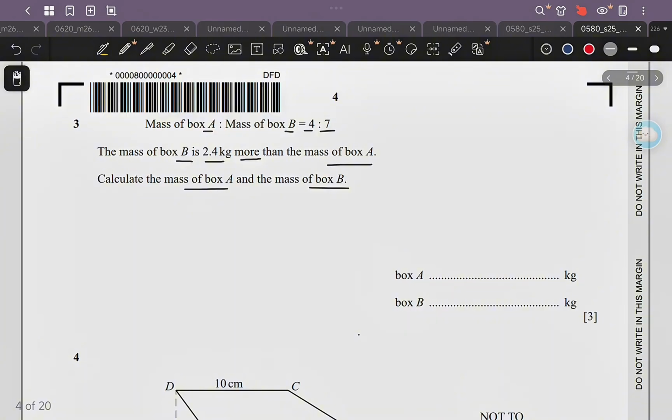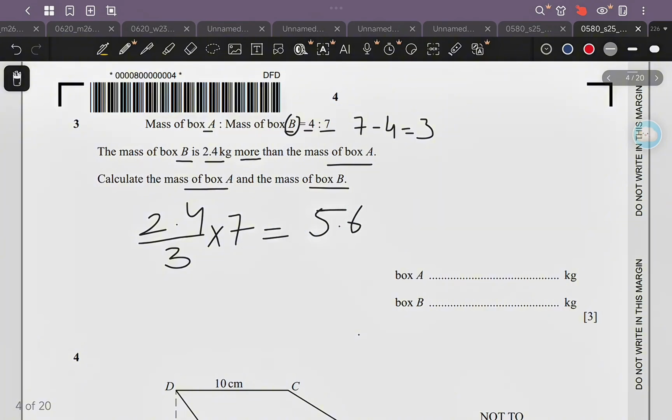Alright, so first of all we will subtract 4 from 7. 7 minus 4 will be 3. That's the difference between the ratios. And then we will do 2.4 divided by 3 multiplied by the 7 of box B, for its mass. That will be 5.6, and same for the next one. 2.4 divided by 3 multiplied by 4 for the mass of box A. That will be 3.2. So 3.2 is box A and 5.6 is box B.